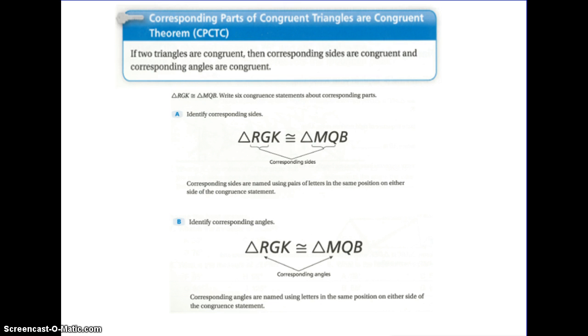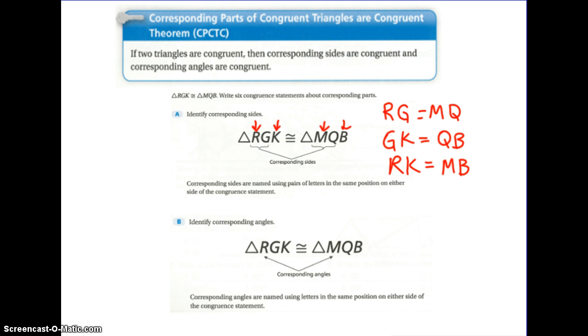So the way we name things is very important. So take a look here. If I have triangle RGK is congruent to triangle MQB, RG is going to be one of the corresponding sides to MQ. And then we have GK and QB. And then we have RK and MB. Okay, the last one is RK and MB. Same location, same order.